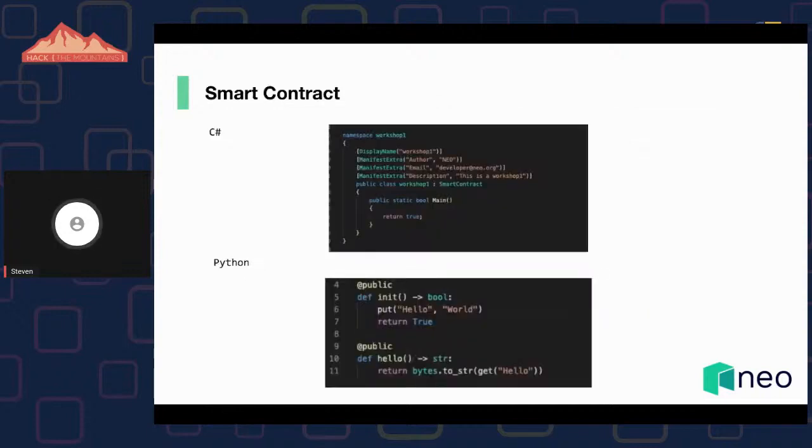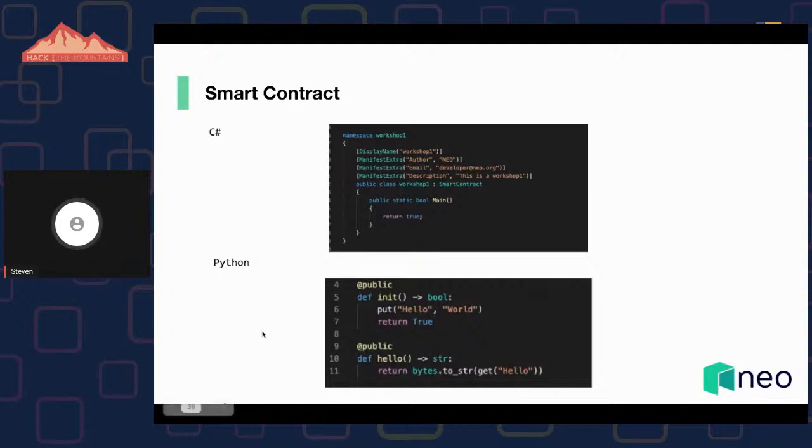And the smart contract is very simple. It's not some complicated thing. Here, I just put two very easy examples. The first one is a C# example. It's just to show how to write a main function and return a true.